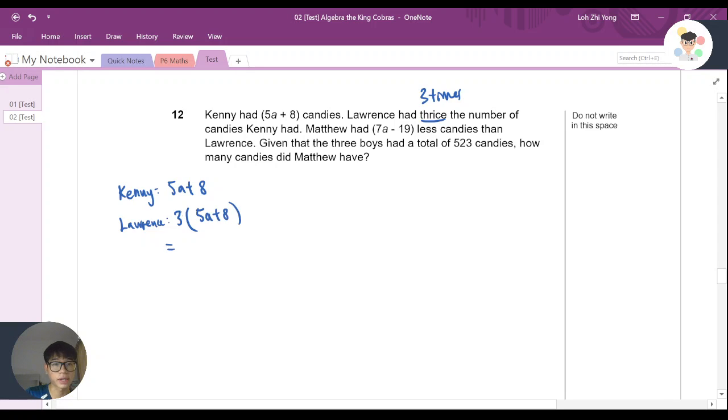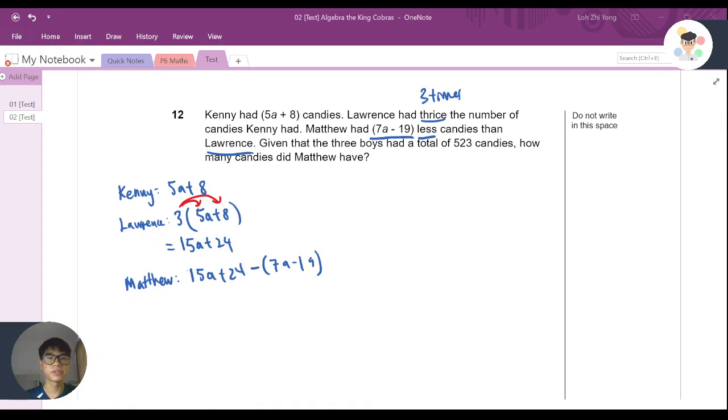A lot of you got it correct with 15a plus 24. Why? Because we times 3 into 5, and 3 into 8. But this is the part where lots of you get confused. Look here, Matthew had 7a minus 9 less candies than Lawrence. A lot of you were able to write 15a plus 24 minus 7a minus 19.